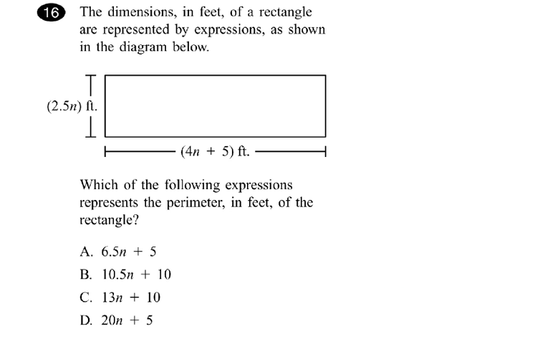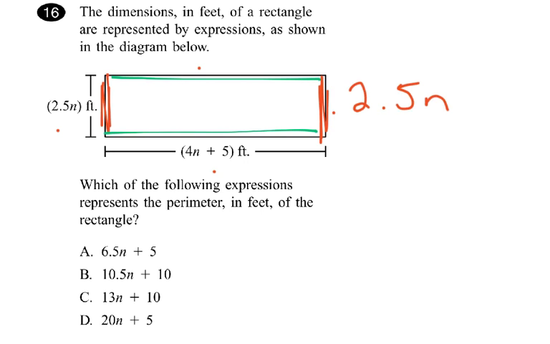This is a perimeter question of a rectangle. Now, when we're adding all the sides together, remember that it's this side, and then the 2 blank sides as well. Now, the left and the right, this side is the same as this side, so let's put in there 2.5n. And on the very top, the bottom and the top are the same, so 4n plus 5 also goes on top. And this is a combining like terms question.